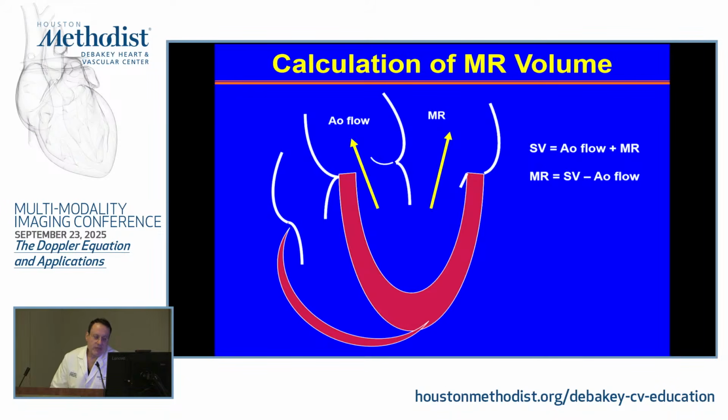And so we say the stroke volume is the sum of both the aortic flow and the mitral regurg. Therefore, the mitral regurg is the difference between the stroke volume, the difference between end diastolic and end systolic volumes by 2D, for example, and aortic flow. Also, we can say that stroke volume is given by flow across the mitral valve during diastole. So let us see an example here.